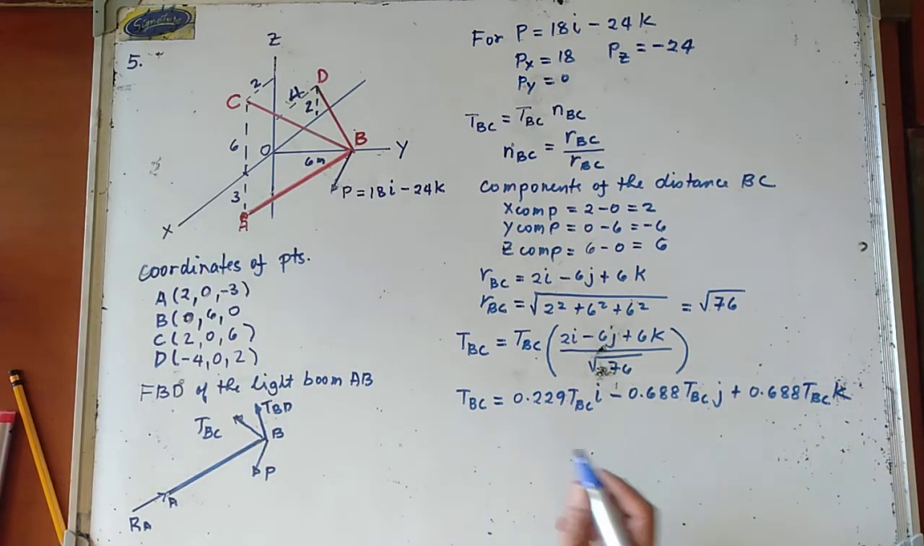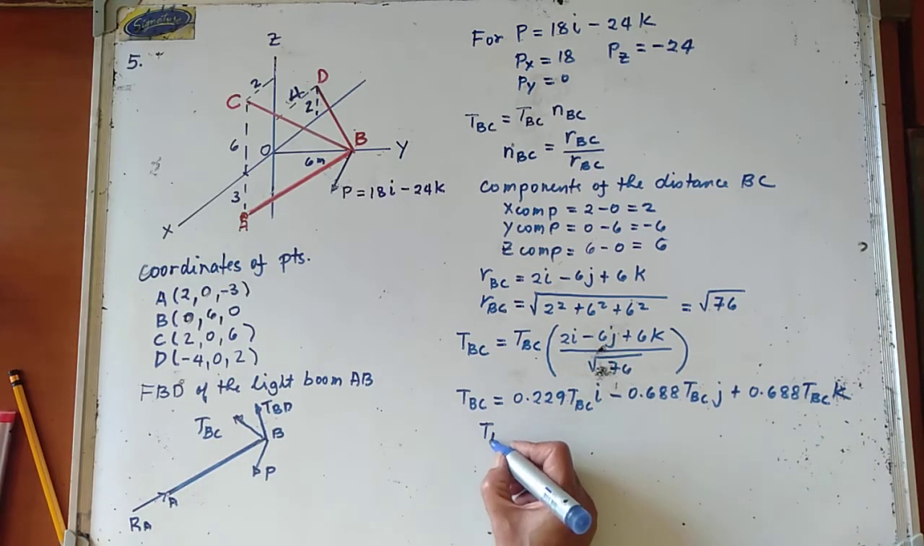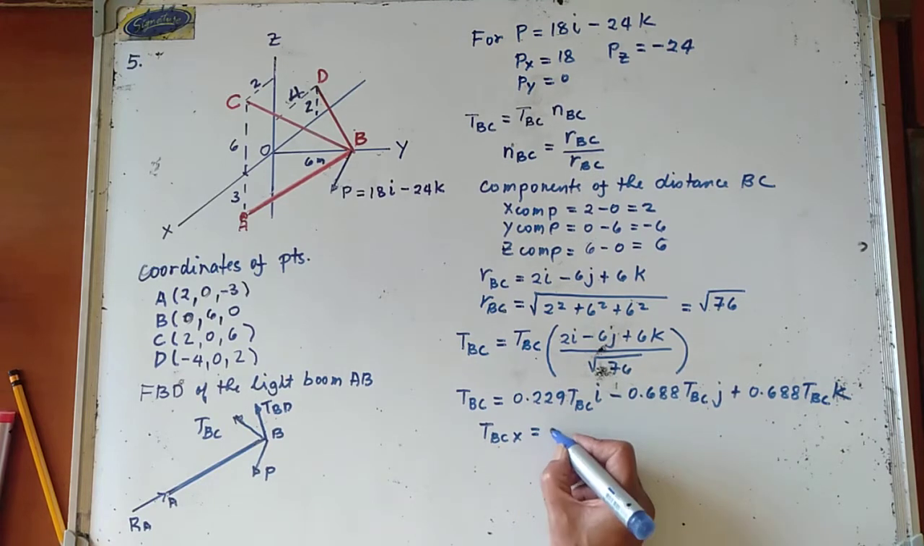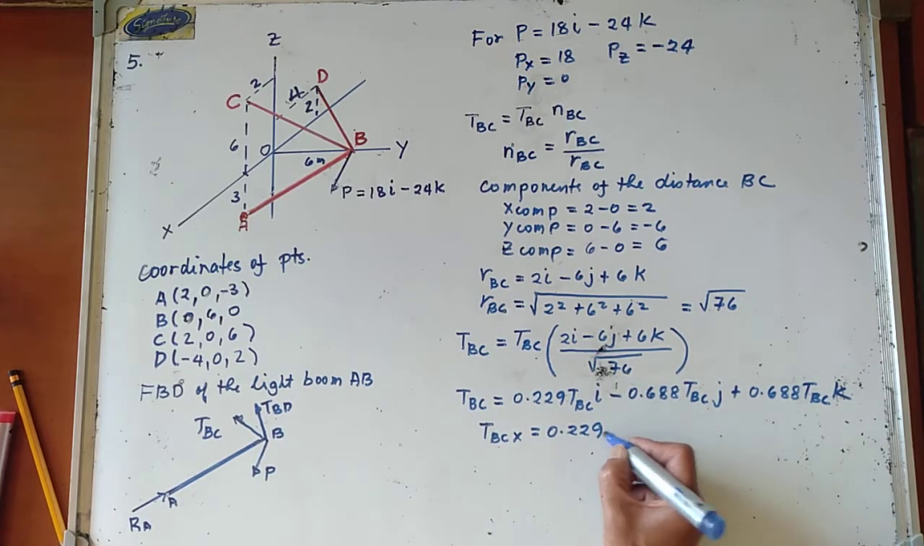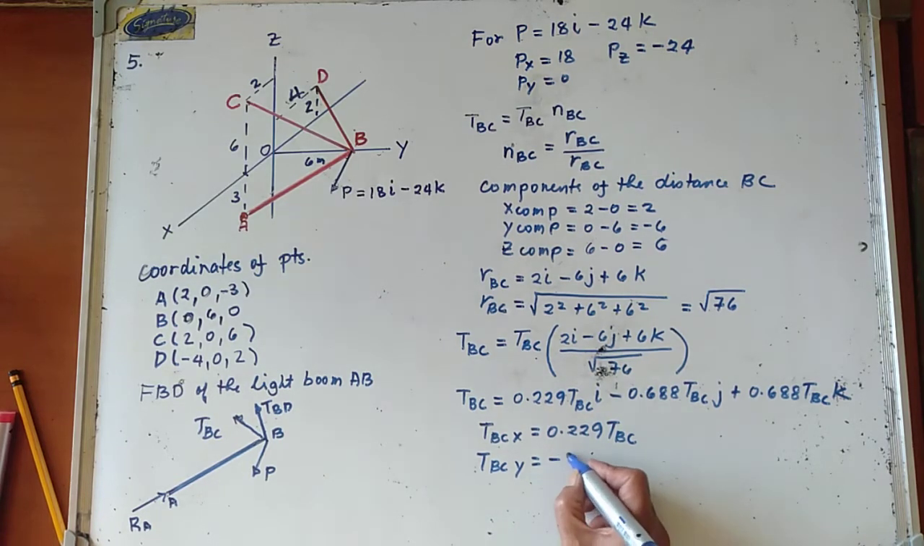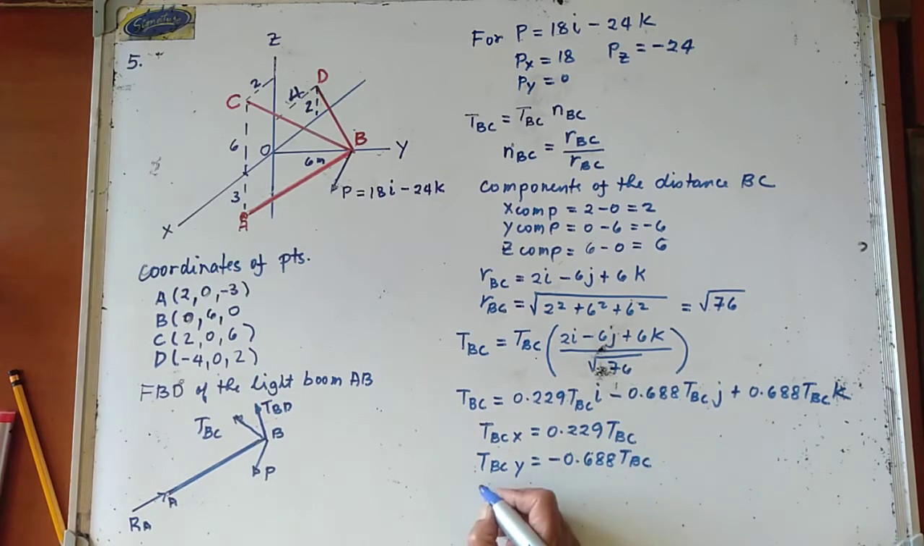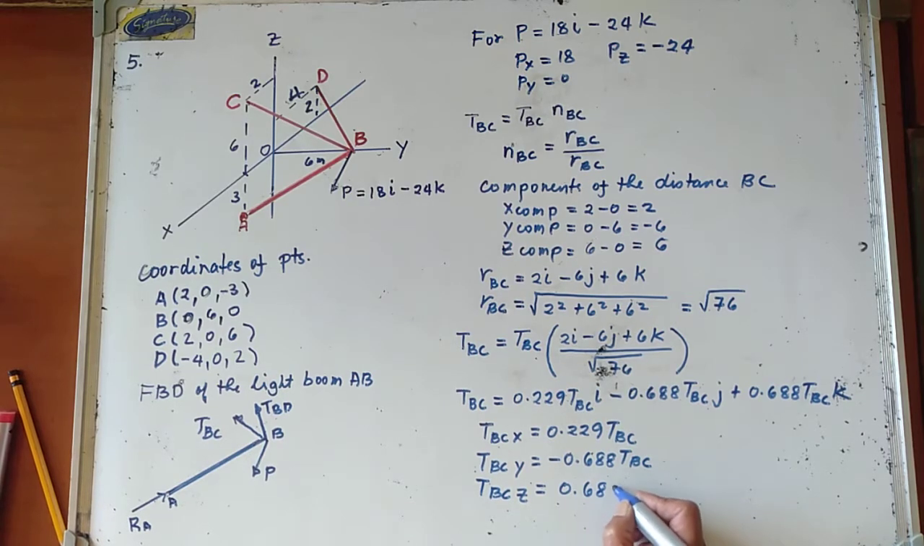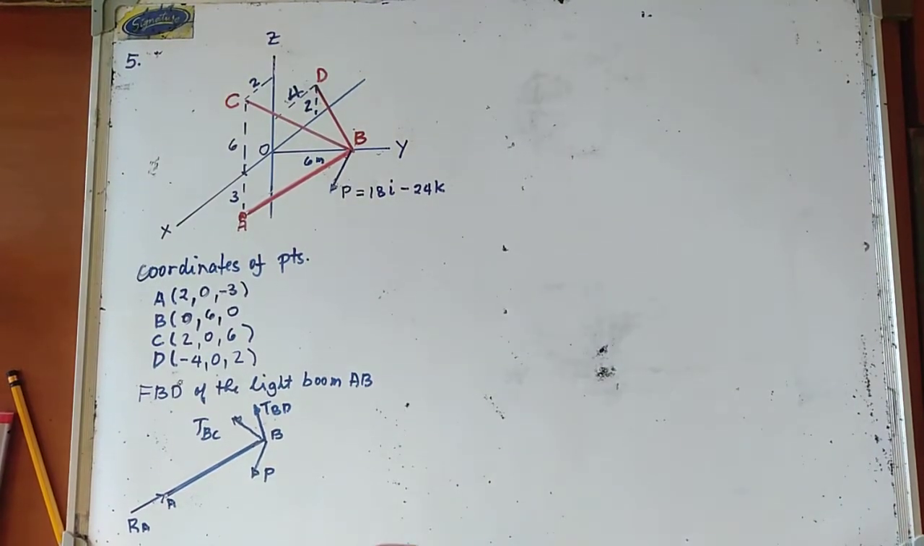Now, in scalar form, your TBCX is equal to 0.229 TBC, and your TBCY is equal to negative 0.688 TBC, and your TBCZ is equal to 0.688 TBC. Now, let us proceed to cable BD.